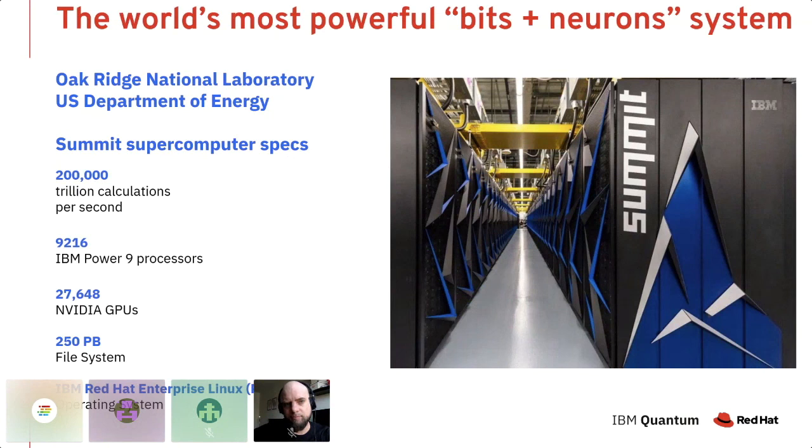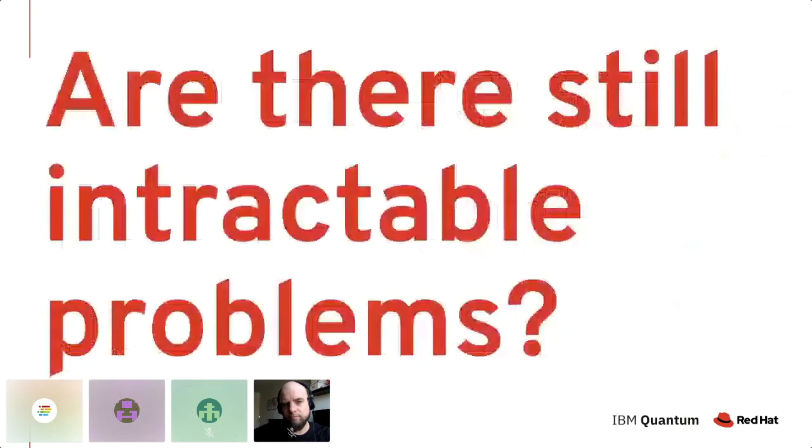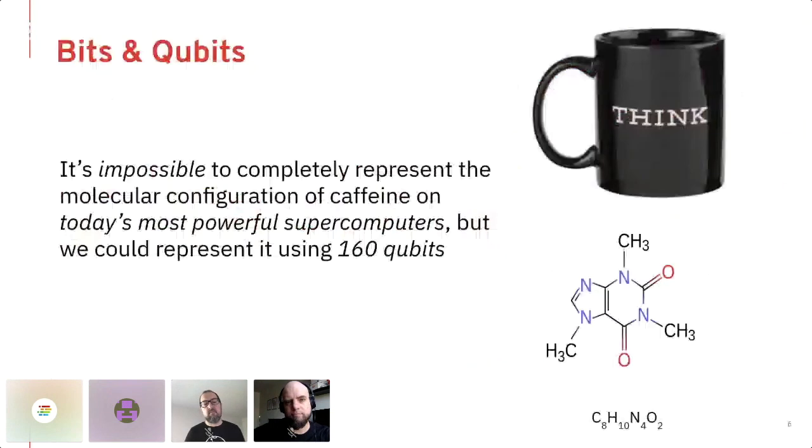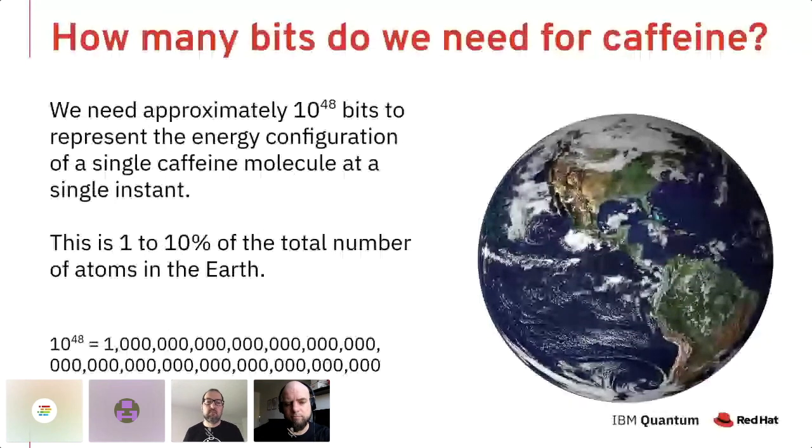But the question is, can it solve all the problems? And the obvious answer is no. To give you some perspective, it is impossible to completely represent the molecular configuration of graphene on today's most powerful supercomputer. But we could do so using just 160 qubits on a quantum computer. If you want to build a classical computer that is capable of doing so, you would have to have at least 10 to the power 48 bits. To build that supercomputer, you would consume 1 to 10% of the total atoms present on the Earth. So yes, it's impossible to build such a classical computer.